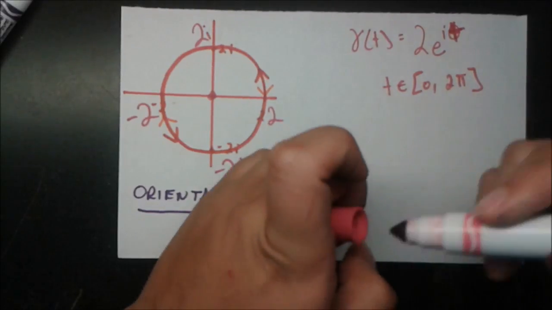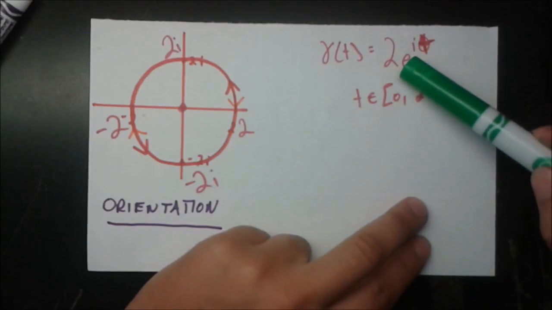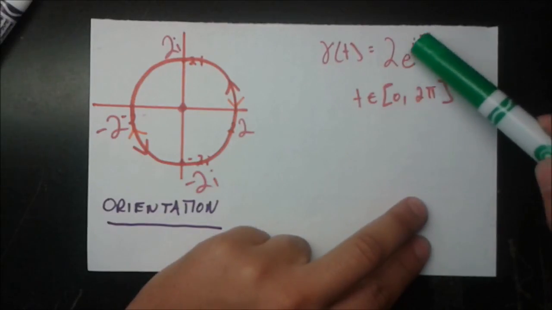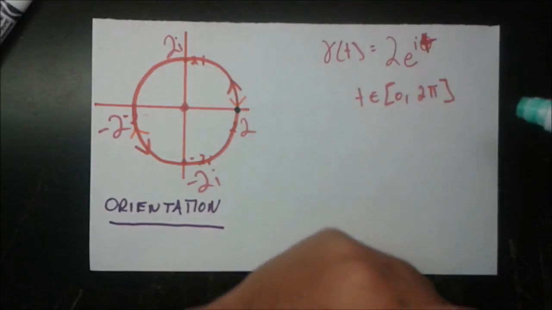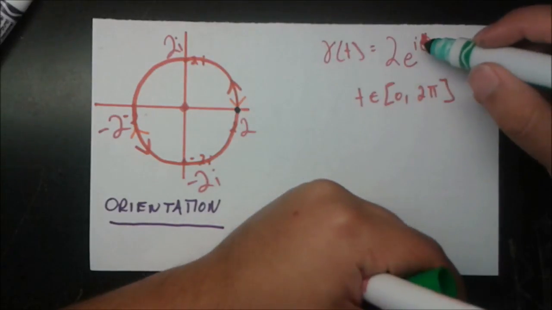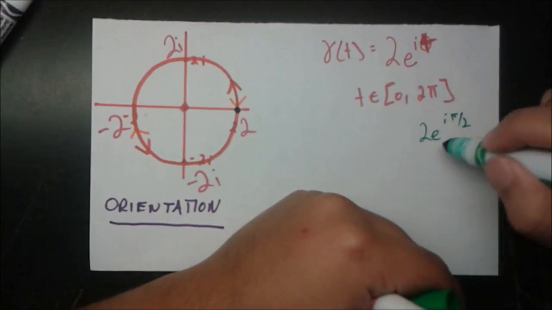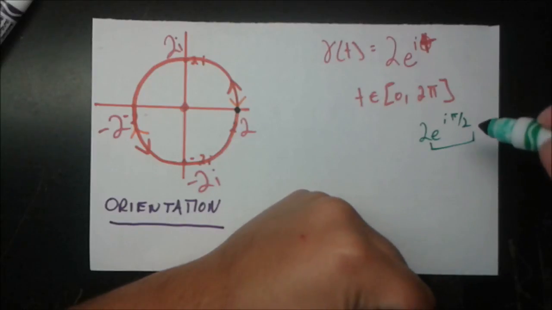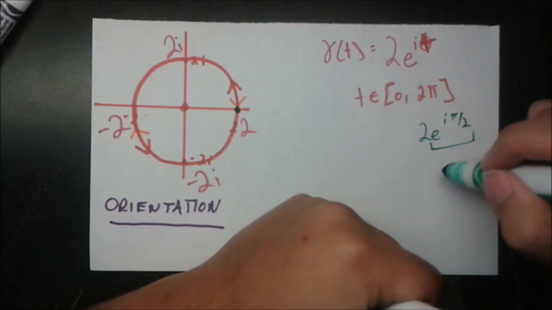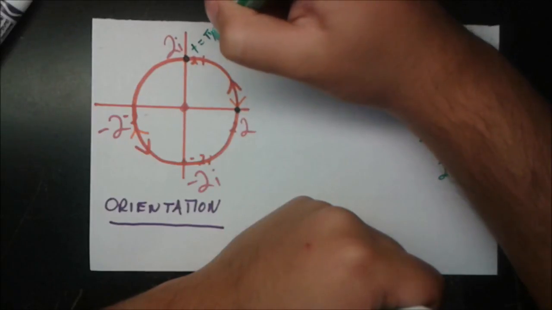Might seem kind of random again, but let's just give it a go, make sure it works. So when I plug in 0 into here, 2e to the i0, e to the 0 is 1, so that's just 2. So indeed, I start here. Now if I plug in pi over 2 into here, I get 2e to the i pi over 2. And from our exponential video, we can work this out. It's cosine pi over 2 plus i sine pi over 2, so that's going to be just i. So this is going to be 2i. So I'm up here now when t equals pi over 2.